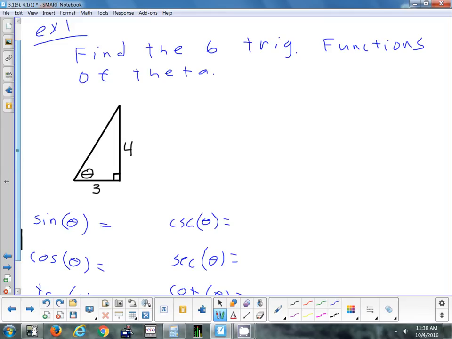So what am I missing here? I'm missing something that I'm going to need, at least for some of these trig functions. I don't need it for all of them, but I need the hypotenuse. Sine uses it, so does cosine, cosecant, and secant. So I can't do the top four until I find the hypotenuse. Claire, how do I find the hypotenuse if I know these two sides? Those two sides are the lengths.